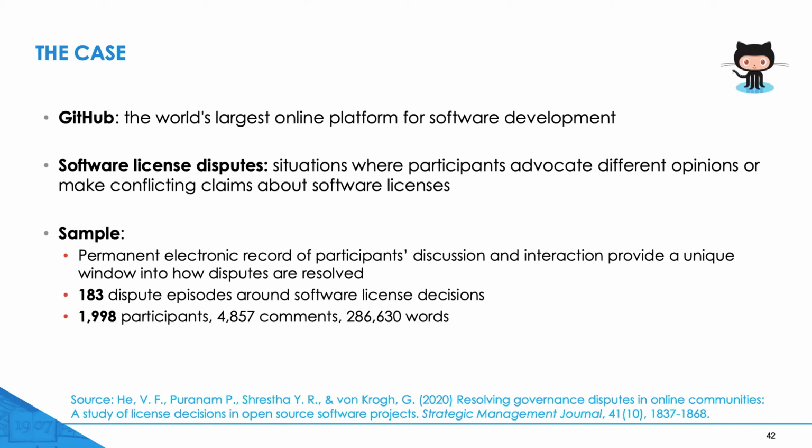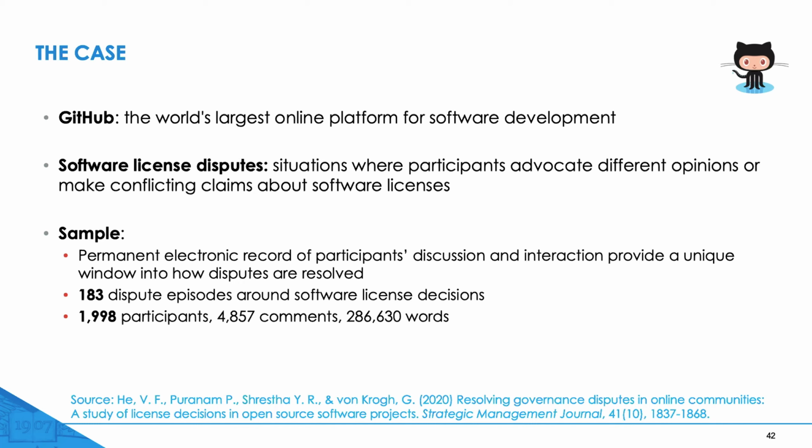It happened within the GitHub community. GitHub is the world's largest online platform for software development. I saw Matt here. Matt is a community member there, so you know what I'm talking about. It is not a utopia. There is conflict, and a particular type of conflict is very disruptive. That is what we call the governance-related dispute. One such example is the software license dispute.